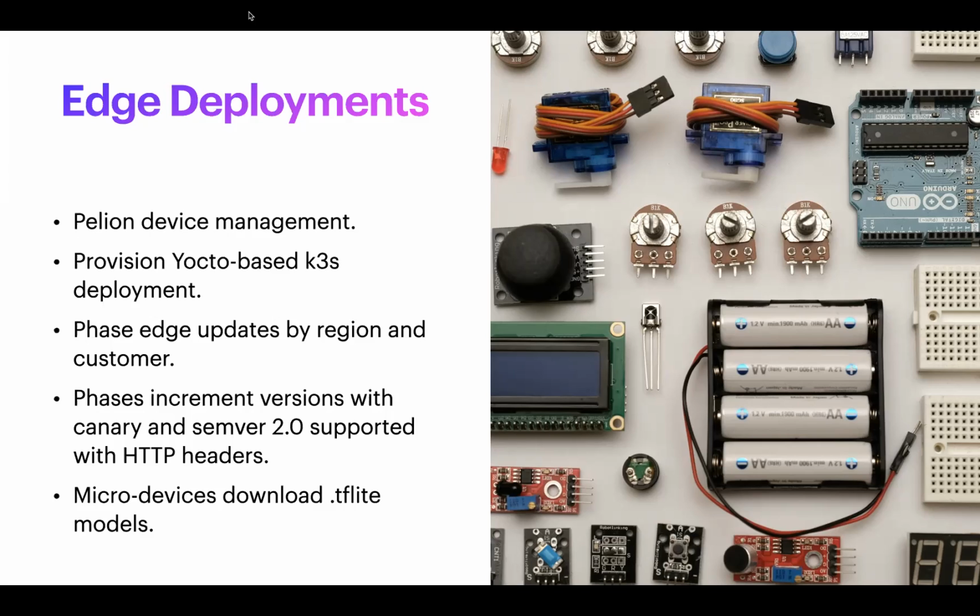And then we do increment versions with Canary and Semver 2 deployments, and we use those in the headers. So a lot of people will specifically set versions, for example, in the URLs for services. We use HTTP headers, so that's how I determine which version we should be directing traffic to on the actual clusters. And then the micro devices download the TF Lite models, and again the federators.